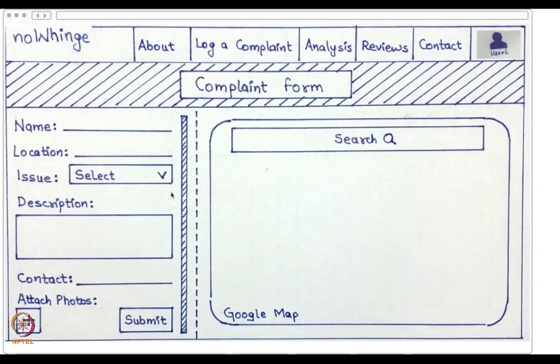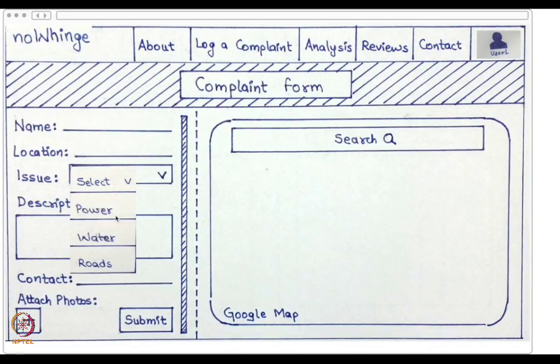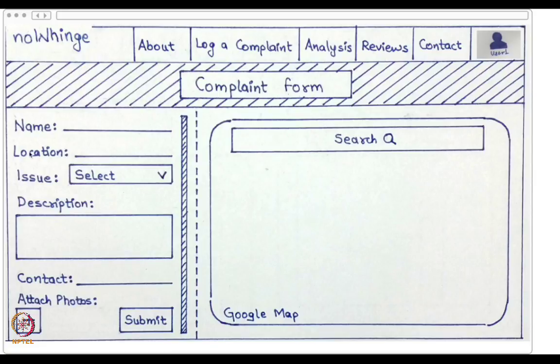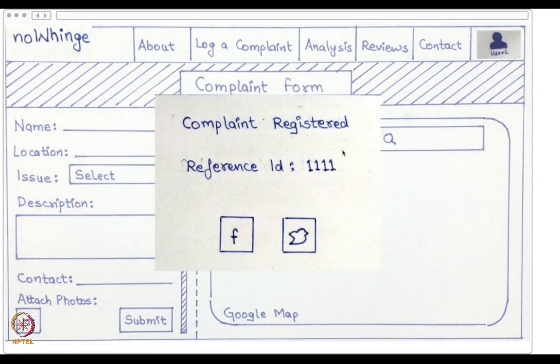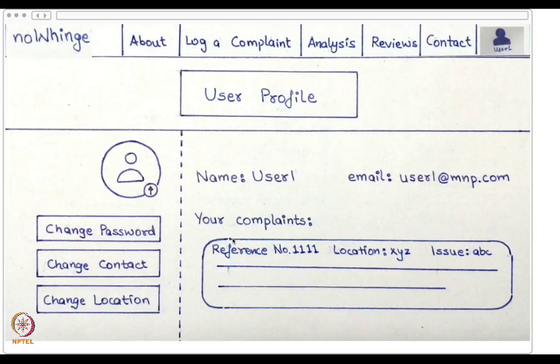Say I want to log a complaint now. From here, I choose an issue and fill in the rest of the details. I can also choose the location from this map. I submit my complaint, which gives me a reference ID and the option to port my complaint to different social media platforms. This takes me back to the user profile page.